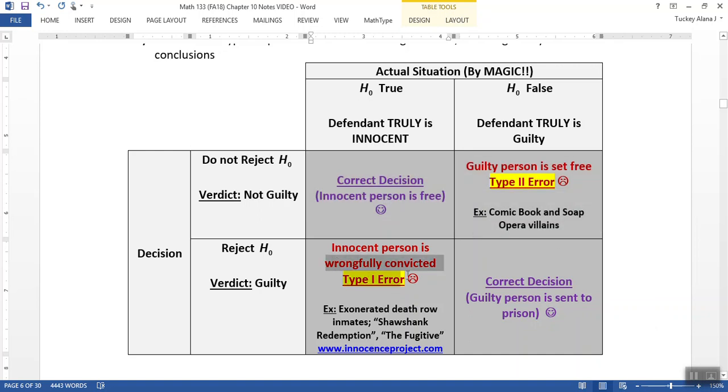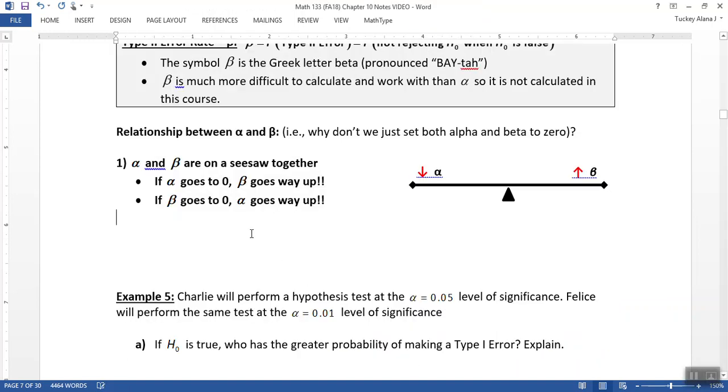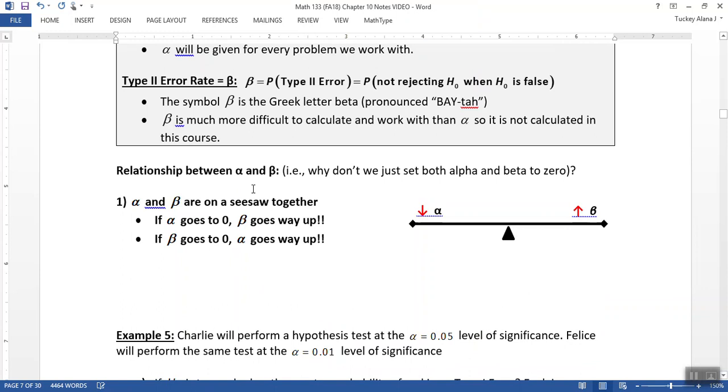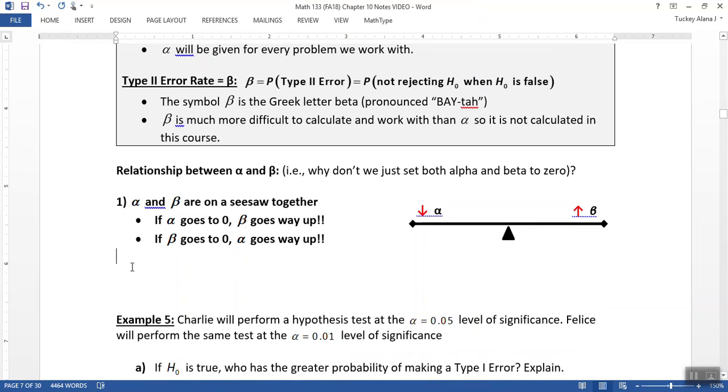So alpha is the probability of this one in the bottom left corner. Beta is the probability of this one in the top right corner. And if you lower your alpha, then your beta is going to raise. Now, it's not a perfect relationship, but there is an inverse relationship there. I like to say that alpha and beta are on a teeter-totter together, or a seesaw. I don't know what word you used. My family always used teeter-totter. So a lever, right, with a fulcrum. So if alpha goes down, beta is going to go up. And vice versa, by the way. If alpha goes up, beta is going to go down.